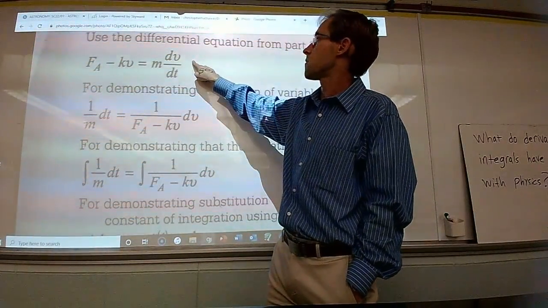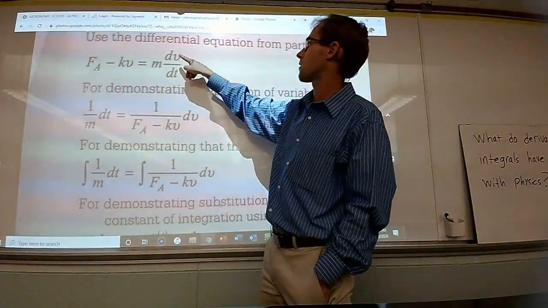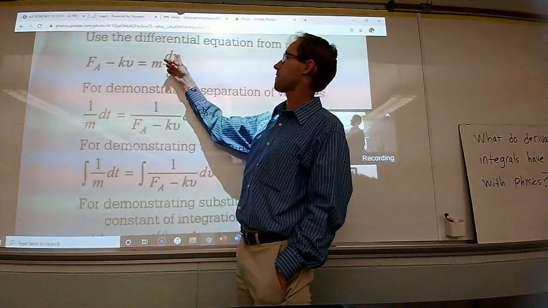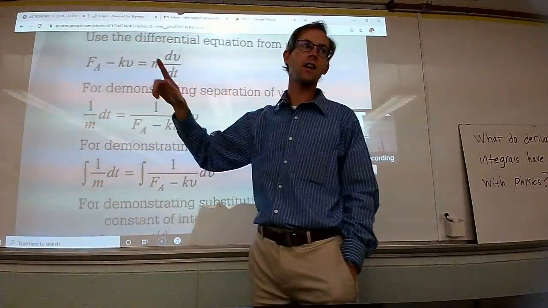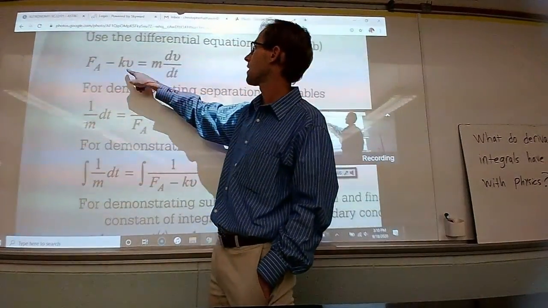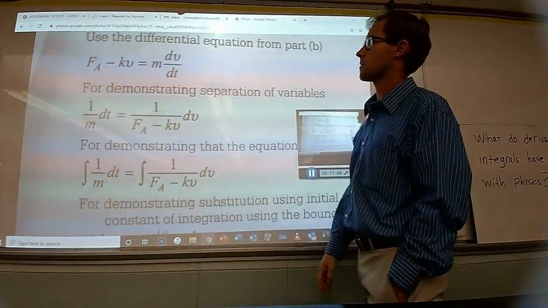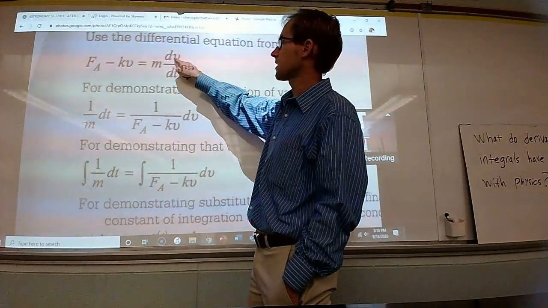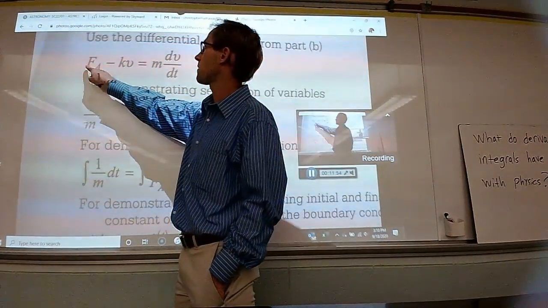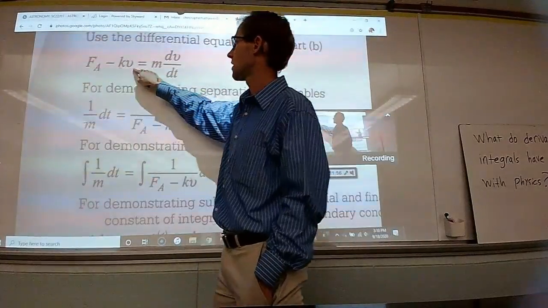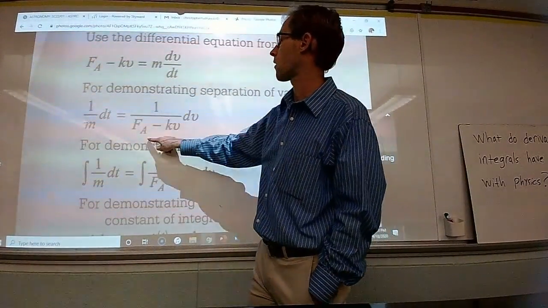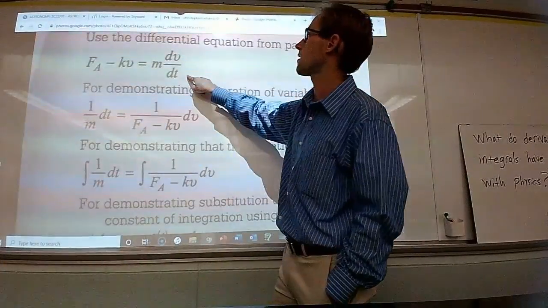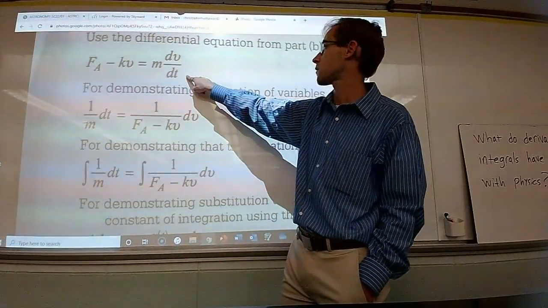So, the main thing you have to realize when we're doing what they call separation of variables is if you have the same letters, they got to be together. So we want the dv and the kv on the same side. So we're going to take this dv, leave it here. We're going to divide both sides by this, which is why we have 1 over F_a minus kv dv. You're chucking this down here, you have to divide both sides by it. That's why it's down there.